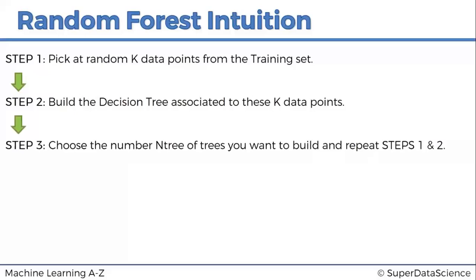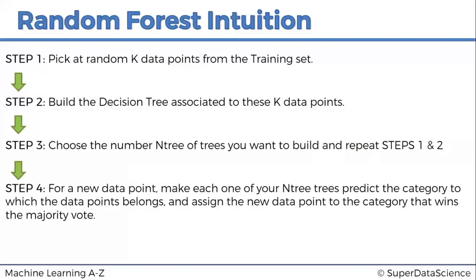Next, you choose the number of trees you want to build and you repeat steps 1 and 2. And then once you have all those, here coming to the random forest algorithm, we are constructing a number of different decision trees. Finally, by constructing different decision trees, we take the average of all the decision trees to get an optimum result.